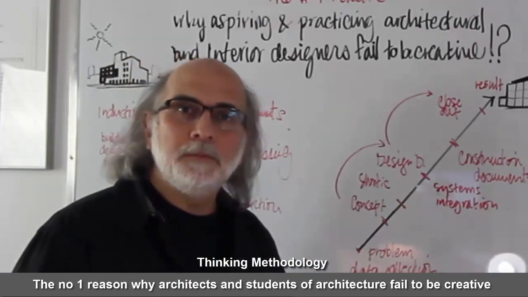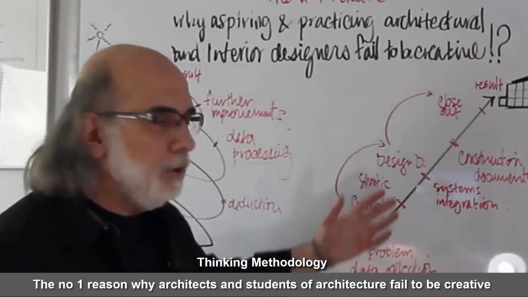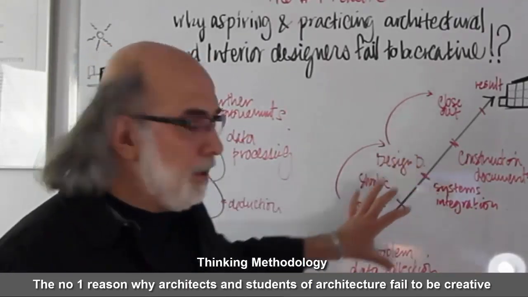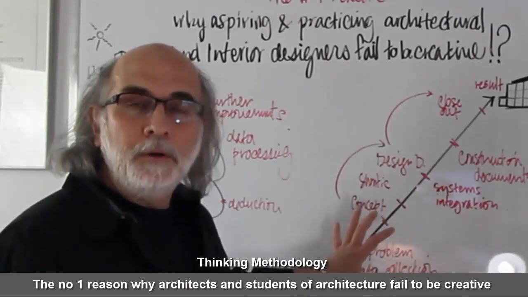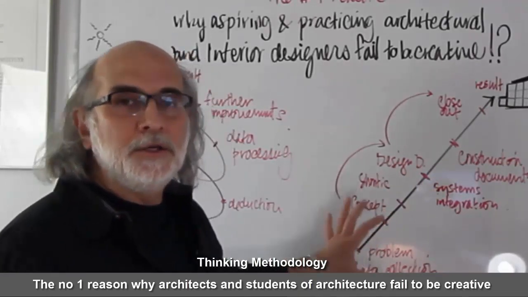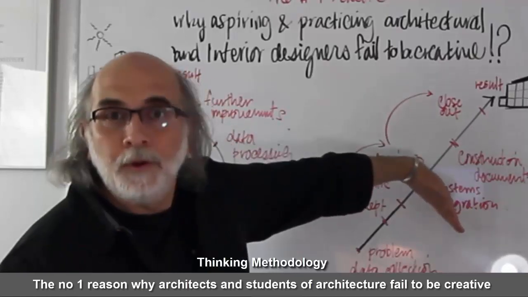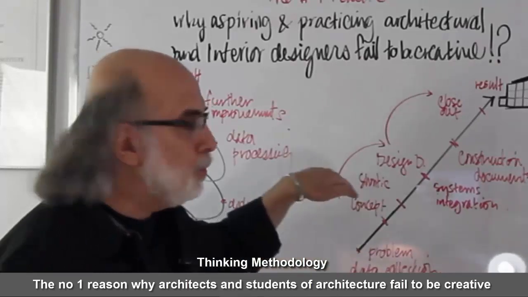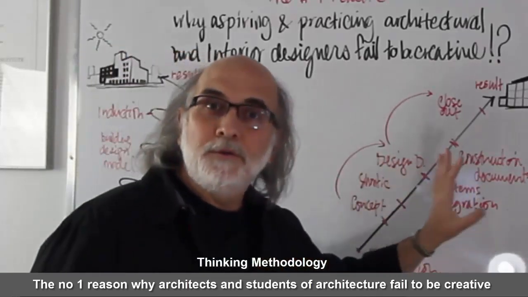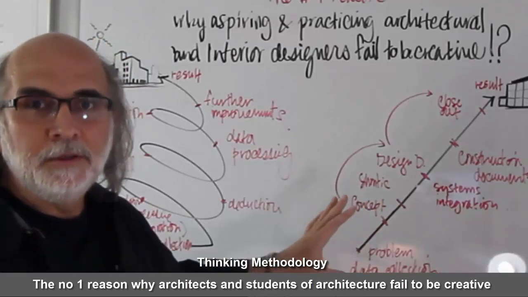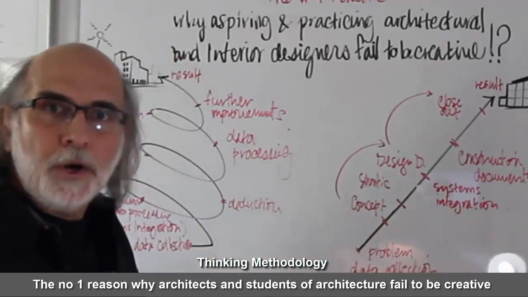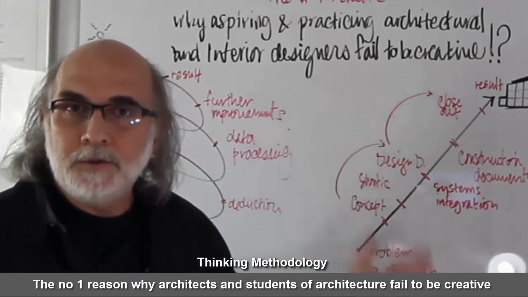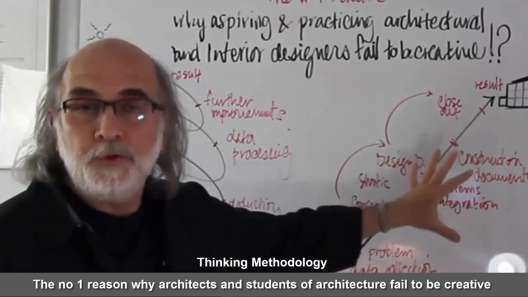Then you end up here and then you start to design an overestimated mechanical system, or you overload your building with heating or cooling in order to compensate for the poor environmental design decisions that happened here, while these people have been secluded from the decision making at this point. This is the linear type of thinking that I'm saying is responsible, the number one reason why architects and designers and students of architecture fail to be creative.